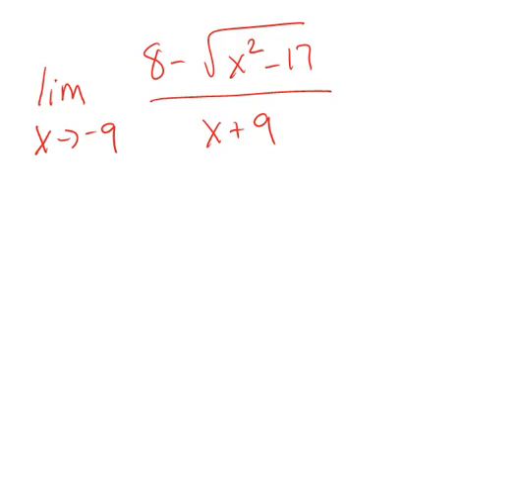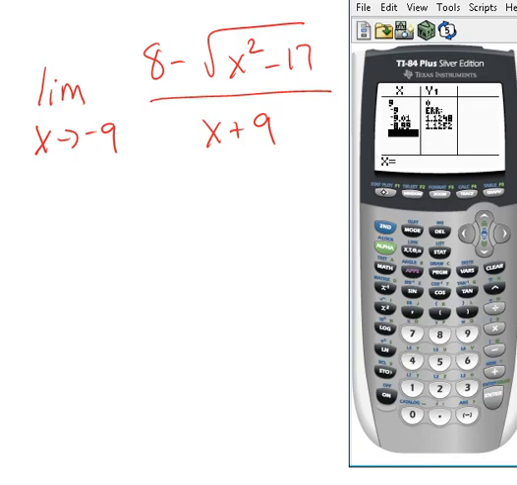Okay, taking a look at this problem, when you first type it into your calculator, make sure you have your parentheses typed in correctly. And then when you go to the table, just try numbers to the left and right of negative 9. Now, obviously, at negative 9, you do get an error because you'll have 0 in the denominator.